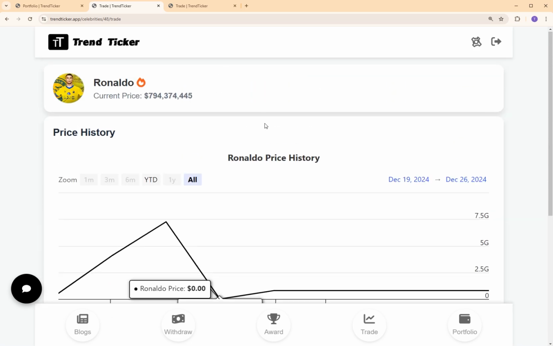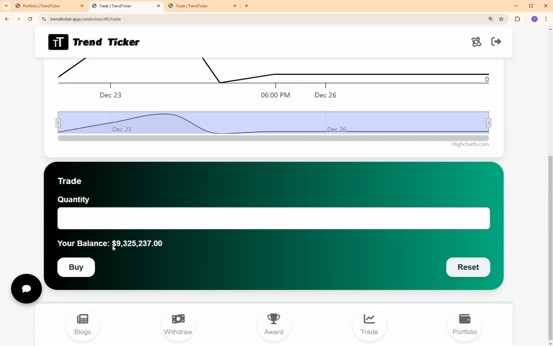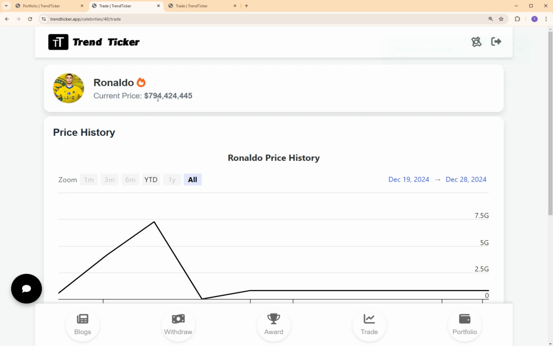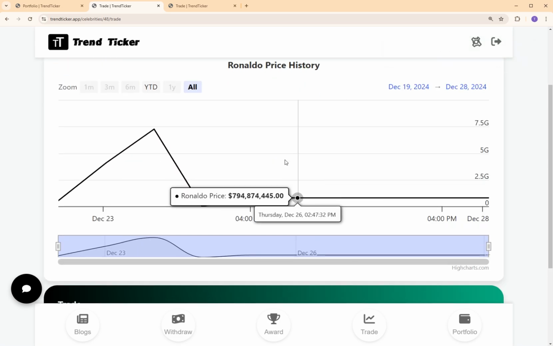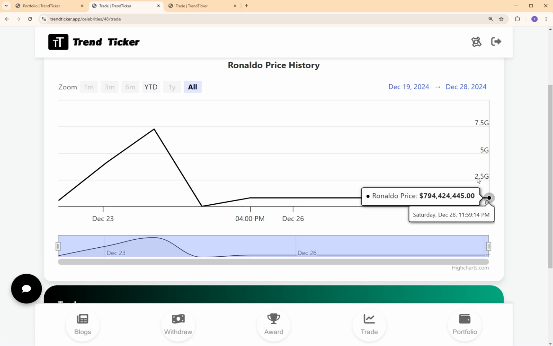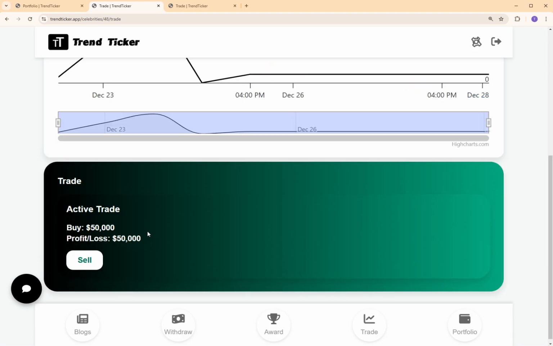If you want to trade and earn from Cristiano Ronaldo, enter the amount you want to invest. Let's say I want to invest $50,000. Okay, I've just bought shares in Cristiano Ronaldo. You can see the current price is now $794 million. You can track it from the chart here. Whenever someone buys shares from other accounts, the price goes up. If they sell, the price goes down. That's how it works.